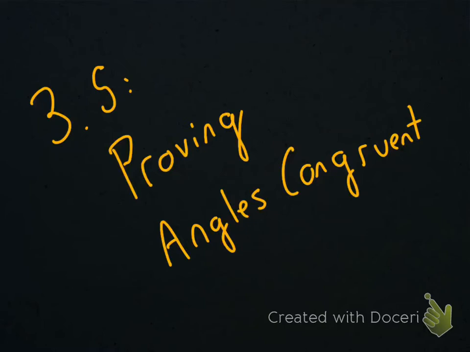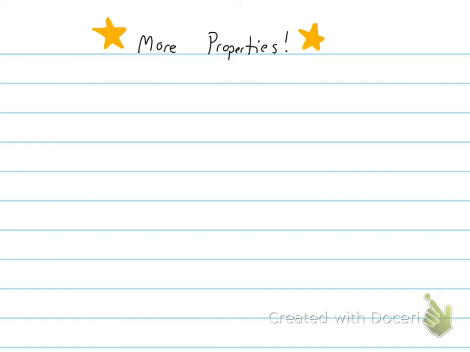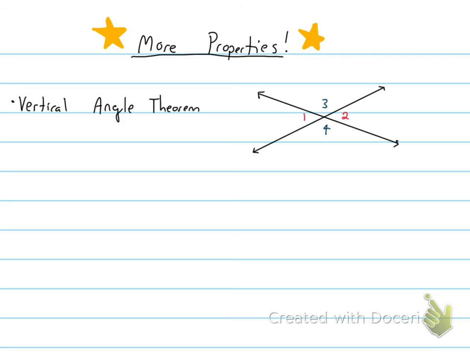In the last section of Chapter 3, we're going to talk about proving angles congruent. In this video, we're really just going to learn two new-ish theorems and go through one proof. So some more properties that we're going to add to our list of things that we could use as reasons in a two-column proof is the vertical angle theorem.